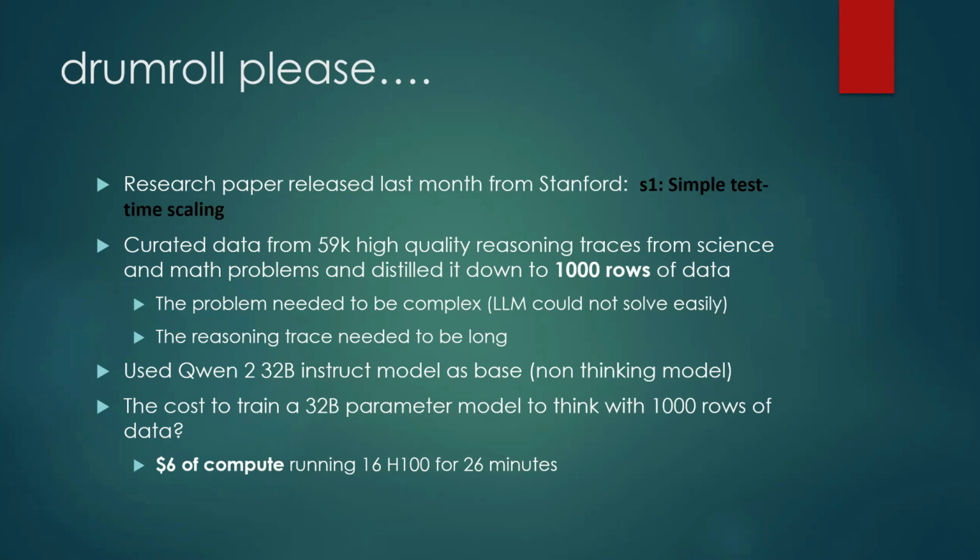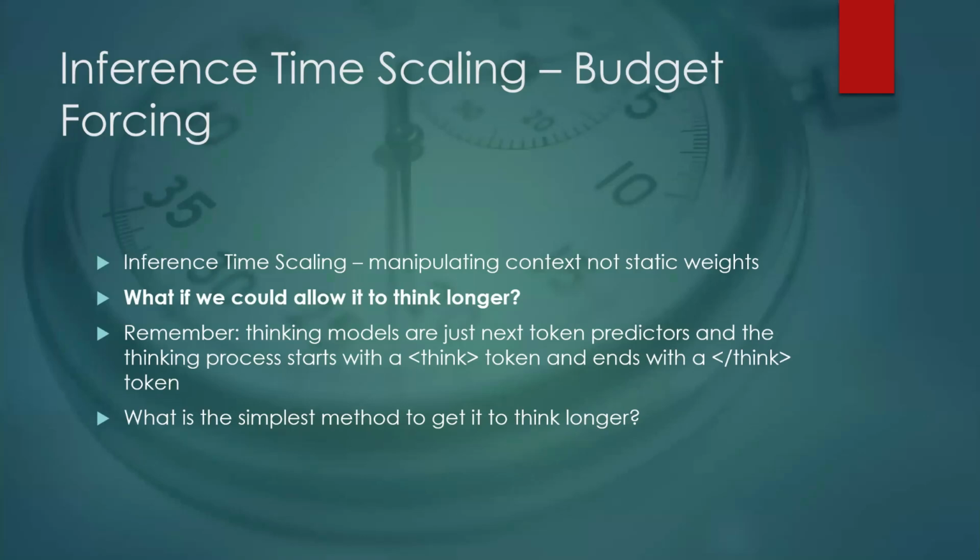That's pretty amazing, right? So 1,000 rows of data and $6 of compute. And they didn't actually stop there. They actually did something else pretty innovative. They did this thing called budget forcing.